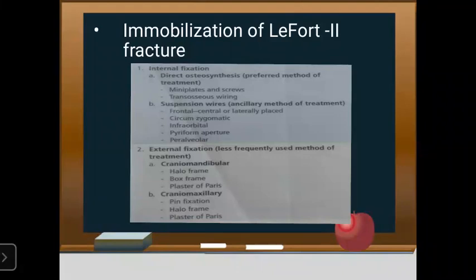External fixation is less frequently used. It involves craniomandibular and craniomaxillary procedures. Craniomandibular can be done by hollow frame, box frame, or plaster of Paris. And craniomaxillary fixation can be done by pin fixation, a hollow frame, and plaster of Paris.